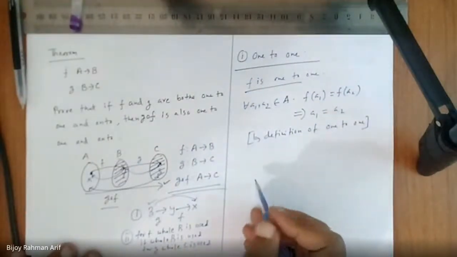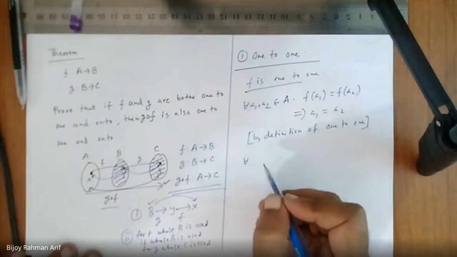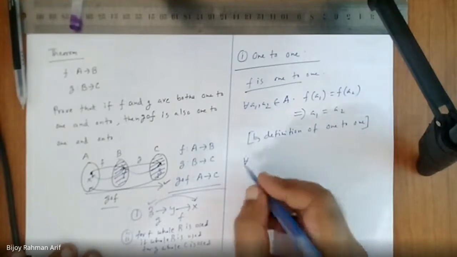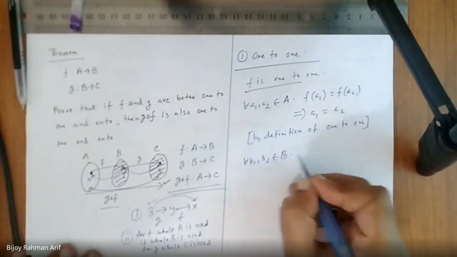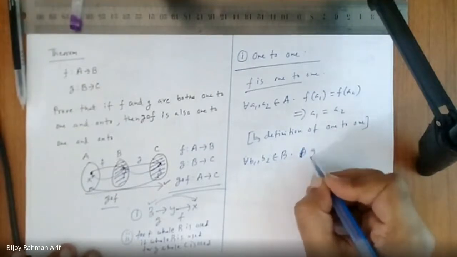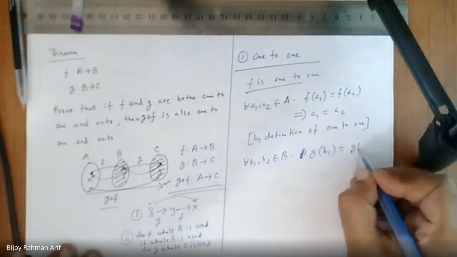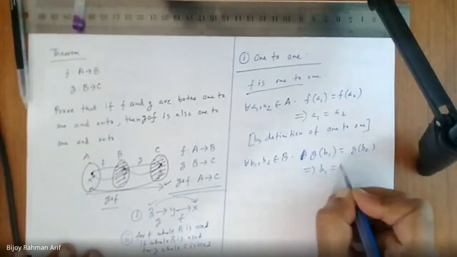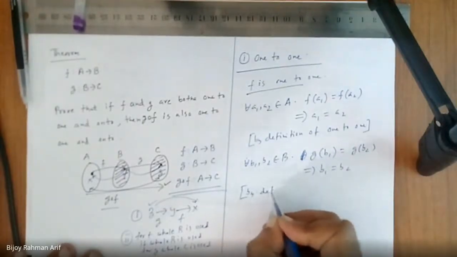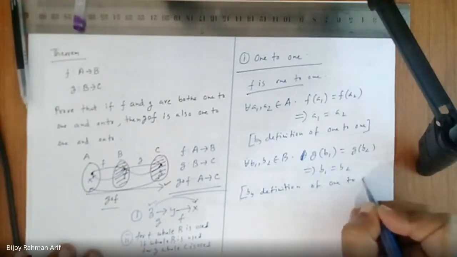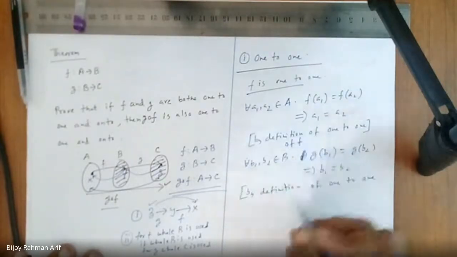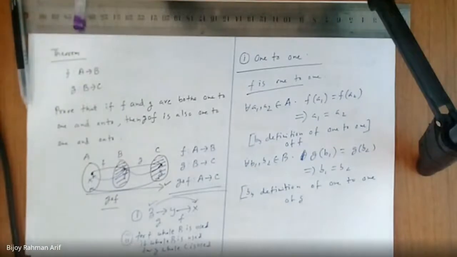So this is the definition of one to one. As F is one to one, so this is the case. Again, for all B1, B2 belongs to B, G(B1) equal to G(B2) implies B1 equal to B2 by definition of one to one. Now we have to merge these two. So how can we merge these two?